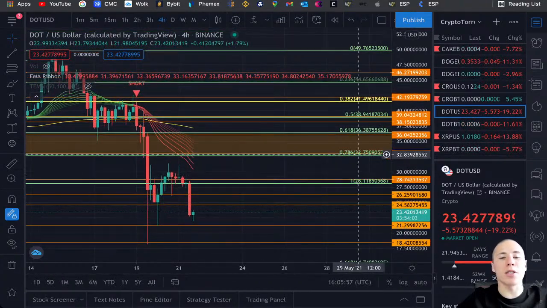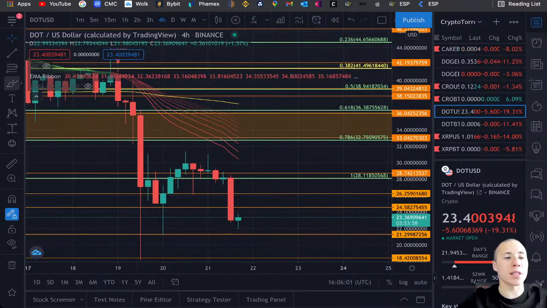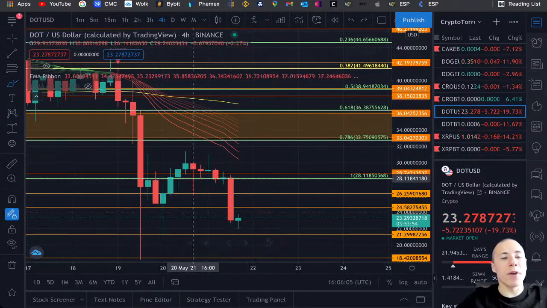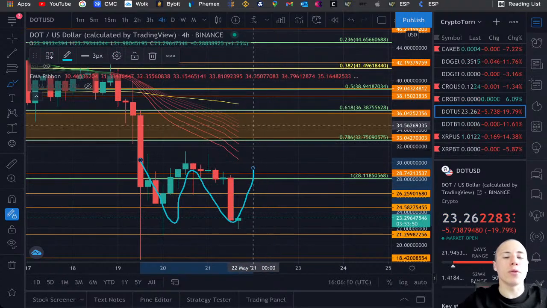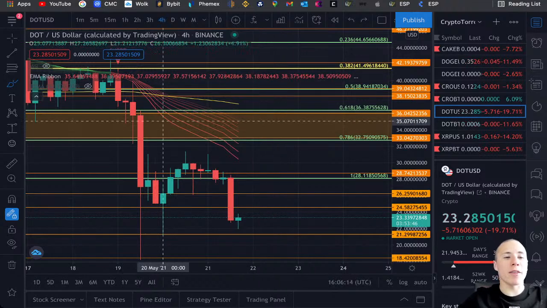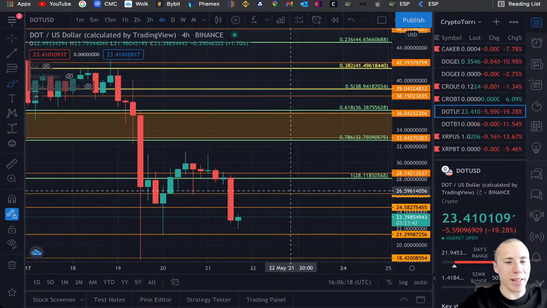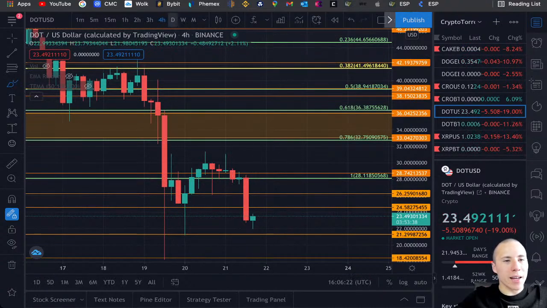But right now we are just experiencing a lot of overhead resistance, and that is why I am personally very keen to wait and see if Polkadot will be able to go through this EMA ribbon and find support on top of it. Maybe not now, but during the upcoming days. So this is something I wanted to take a look at.